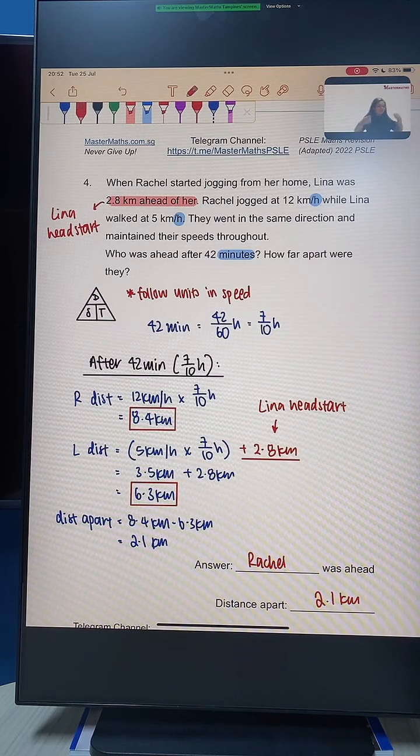Okay, I'm going to explain this one more time. For those of you who just joined, welcome. My name is Coach Shahira. I'm going to explain question 4 one more time. This was adapted from the 2022 PSLE paper, question number 10. Let me run through this question one more time slowly so that you can digest.